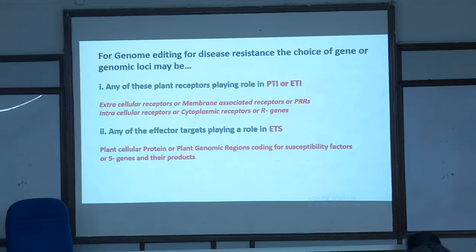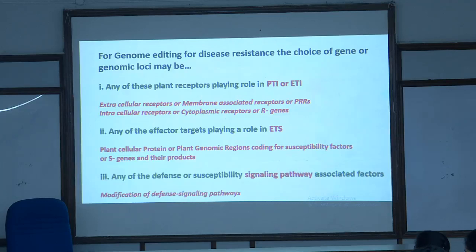S genes means the plant genes which assist the pathogen to take nourishment from the plant. It's very interesting. These plant genes are also doing the job against the plant, right? Those genes are called susceptibility genes, right? So the third one is any one of the different signaling or susceptibility signaling pathway associated factors, and modification of different signaling pathways. These are all the choices.